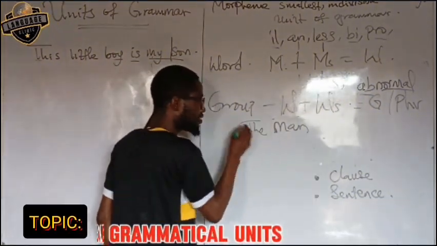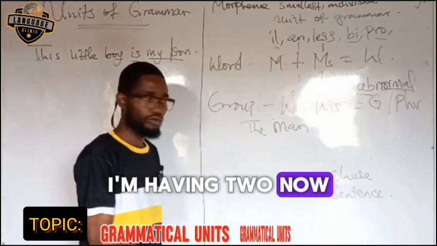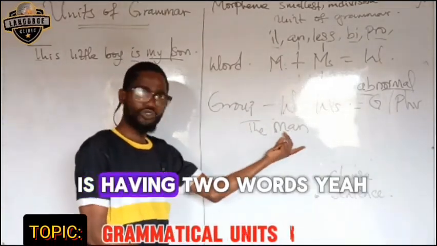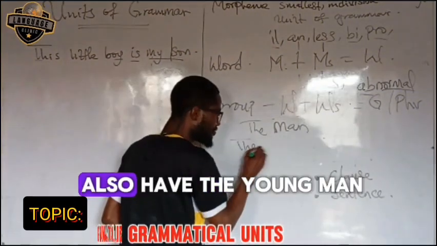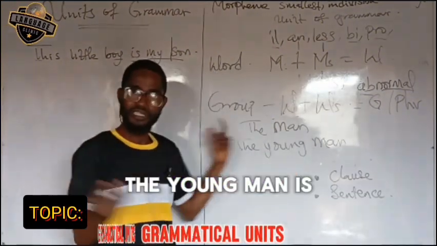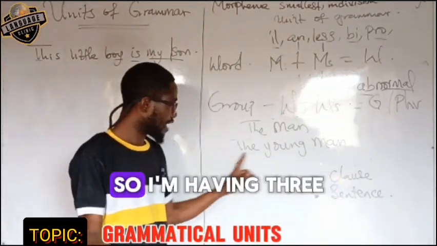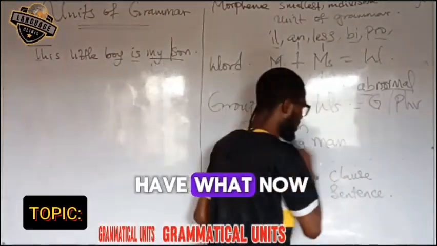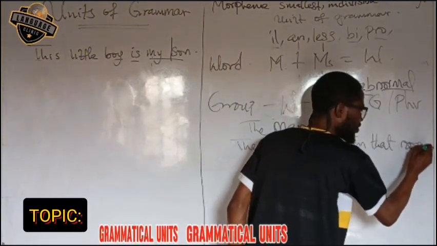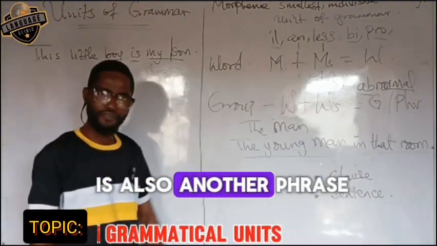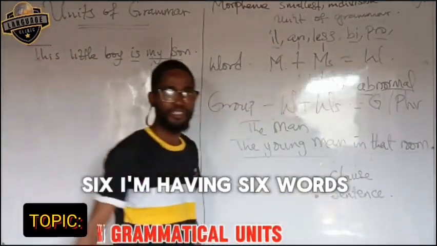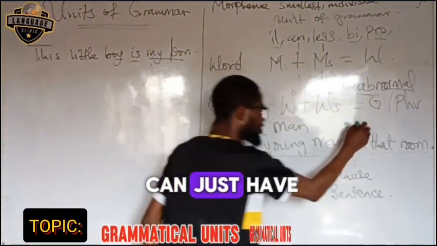Then I can have what now? The man. Now I'm having two words. So the man is also a phrase, and it is having two words here. Then I can also have the young man. The young man is also another phrase. So I'm having three words now. I can have what now? The young man in that room. The whole of this is also another phrase. Then I'm having how many words here? 1, 2, 3, 4, 5, 6. I'm having 6 words.